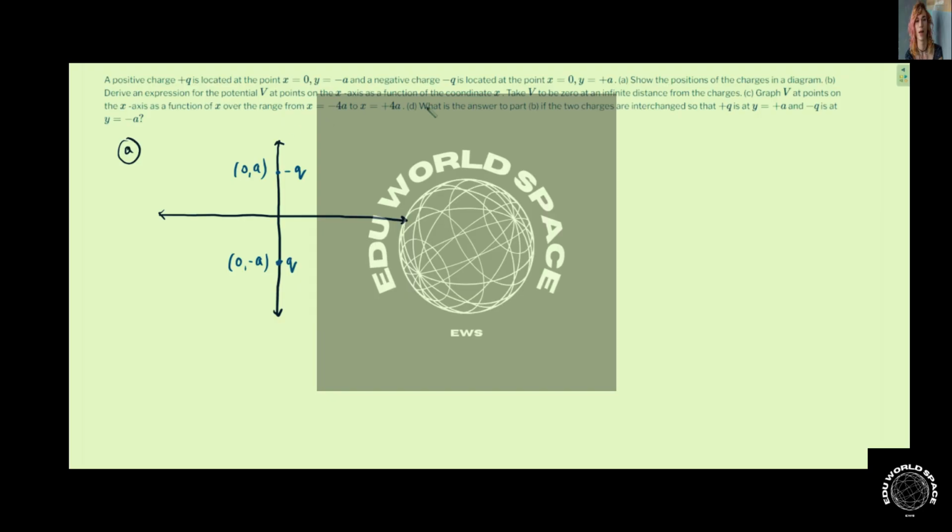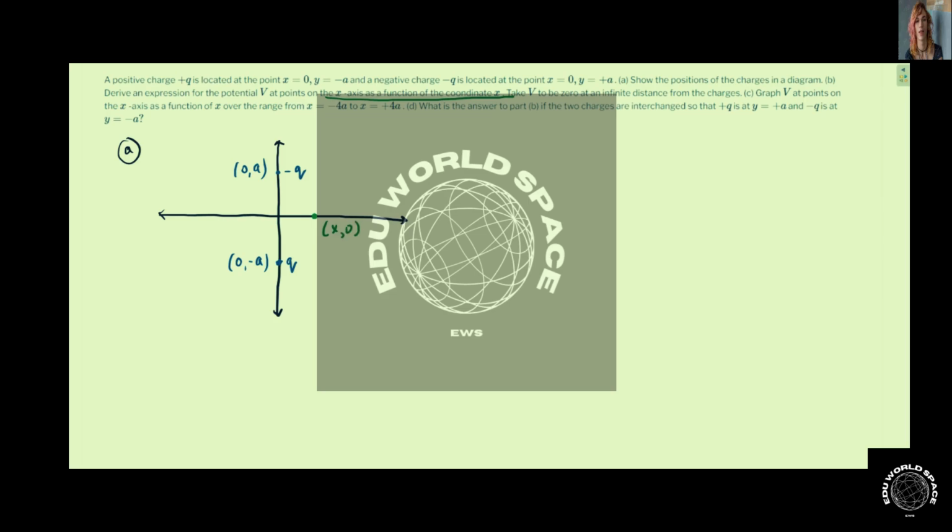The next part talks about: derive an expression for the potential V at points on the x-axis as a function of the coordinate x. Take V to be 0 at infinite distance from the charges. All right, so we can do that. Let's take the point x is over here. So that's on the x-axis as a function of the x coordinates.